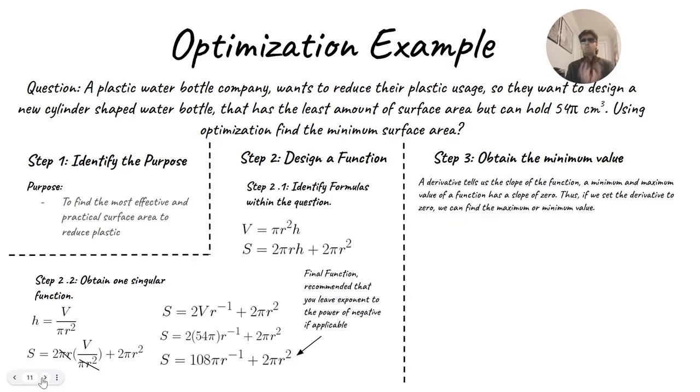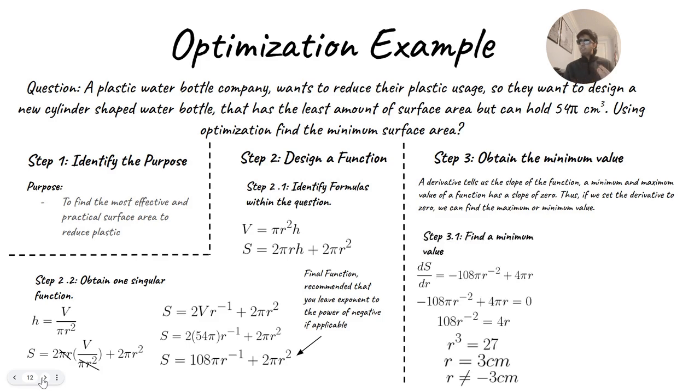on local minimums, local maximums, turning points, and points of inflection, I really recommend that you do that right now, because these concepts that we're about to cover are going to rely on you knowing these things. But as a quick recap, we know the derivative tells us the slope of the function. Maximum value of a function has a slope of 0. Thus, if we set the derivative to 0, we can find the maximum or minimum value of what we're looking for, or in this case, the minimum surface area.